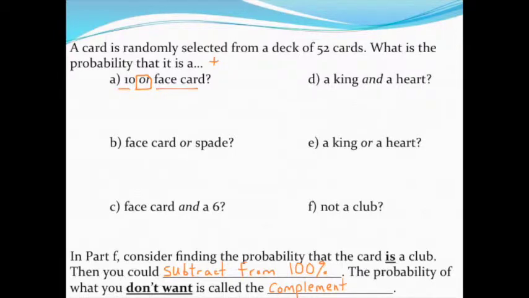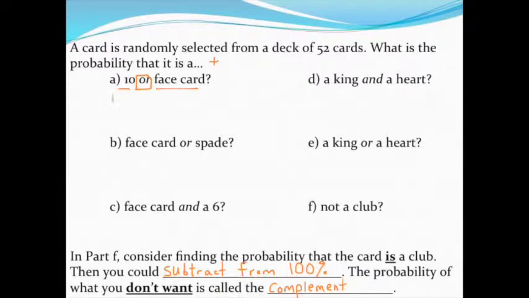If there's any overlap, we have to be really careful because we'll be adding extra cards with the overlap. So for example, let's take a 10 or a face card. There's no overlap there. A card that I pull out cannot be both a 10 and a face card. So the probability of either of those things happening is the sum of each individual probability.